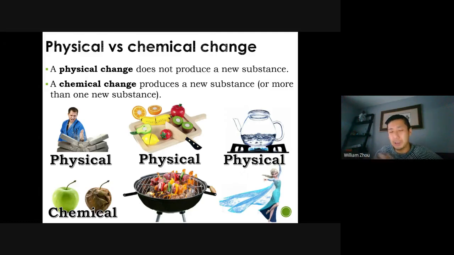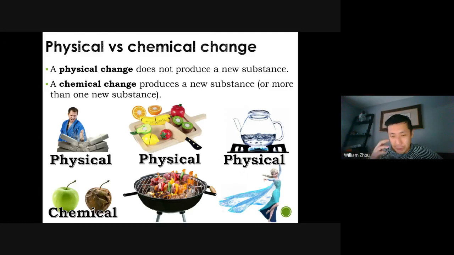Something happened to it. The flesh reacted with something to become something else. You wouldn't eat that, okay? Eating an apple is considered to be healthy. Eating rotting apples, that's not healthy at all. So it has different effects on your body as well. So that's different, okay? Chemical.